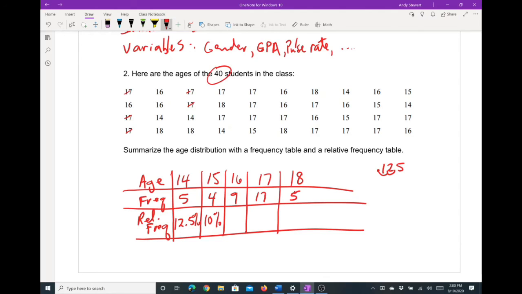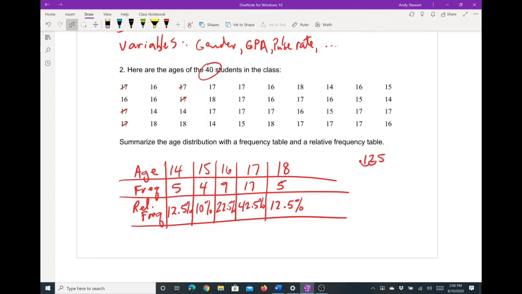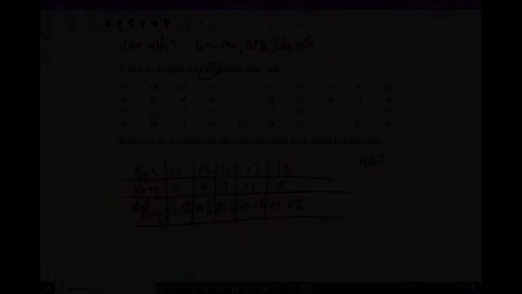If you're going to have percentages, just have percentages all the way through. 9 divided by 40, 0.225, or 22.5%. And 17 out of 40 is 42.5%. And finally, there's 5 out of 40. Again, already worked that out. It's 12.5%. Okay, there are the answers. We'll see you the next time.